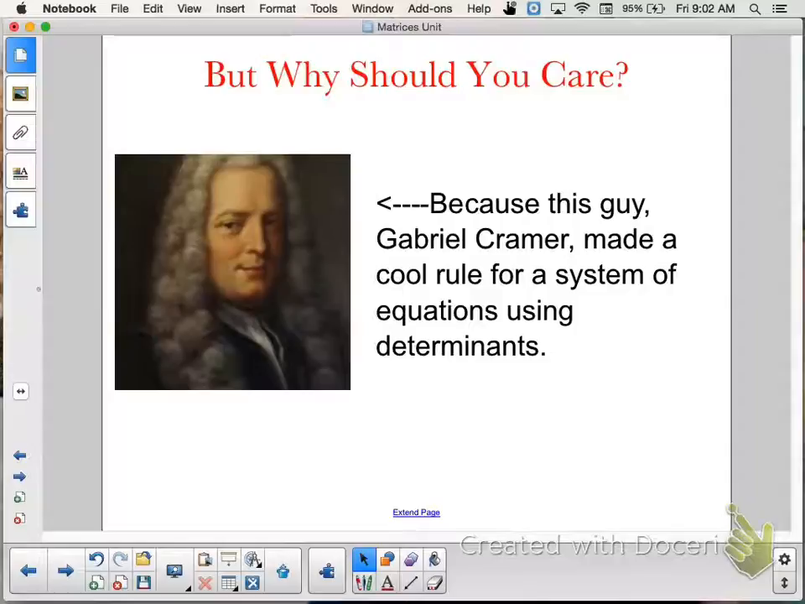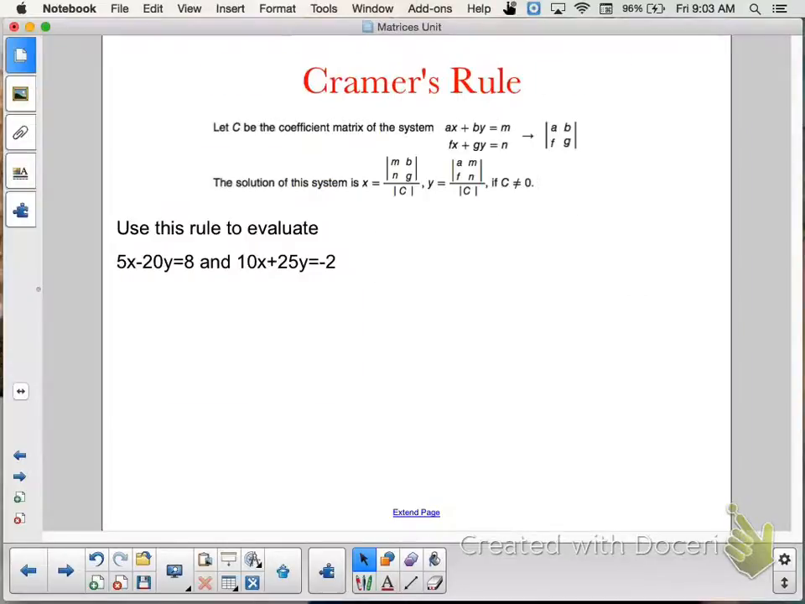Obviously, I told you that this is why matrices matter, so why should you care? The guy in this slide, this is Gabriel Cramer, and he made a rule for a system of equations using determinants. In physics, you might have some problems that have a lot of variables, and you have no idea what to plug in for those variables, and it's really hard to solve a system of maybe 10 equations. So we can use determinants. I'm not going to ask you guys to solve a system of 10 equations. I'm going to ask you to solve a system of 2 or 3, so don't worry about that.